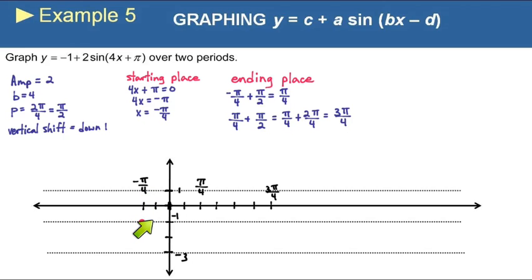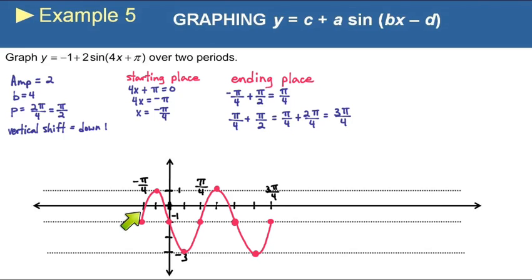So at the first quarter we go high, and then in the middle we go back to the center of the graph, and then for the next quarter we go low, and then for the next quarter we go back to the middle. So you can see middle, high, middle, low, middle, and then let's do that again. Middle, high, middle, low, middle, and connect the dots. And there is the graph of negative 1 plus 2 sine of 4x plus pi.